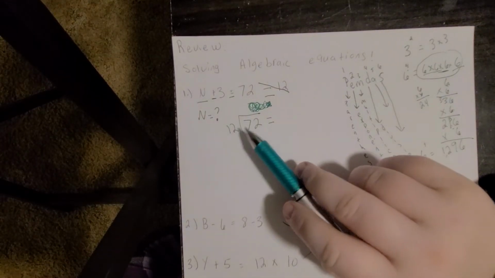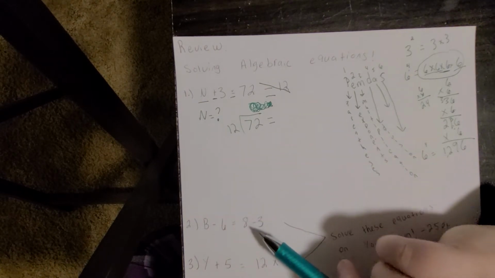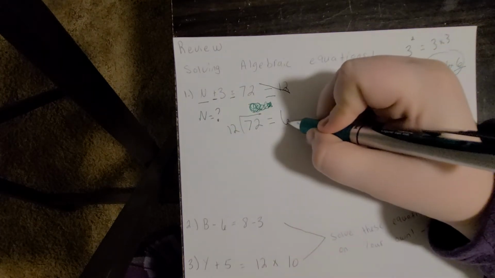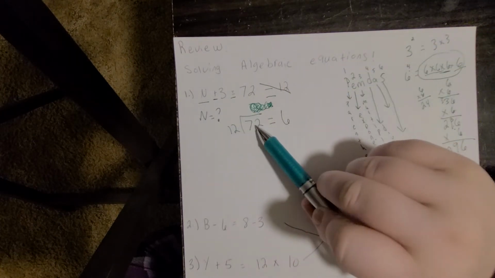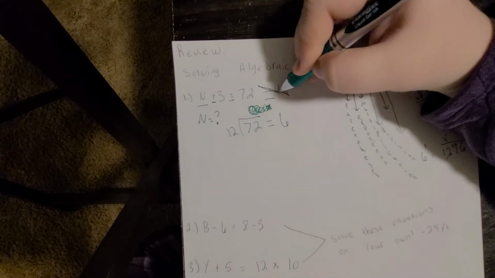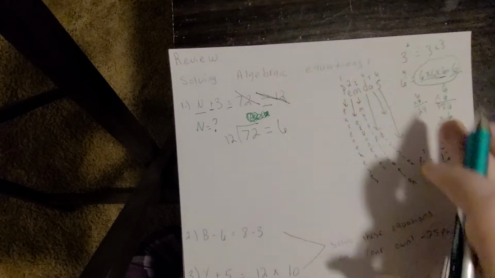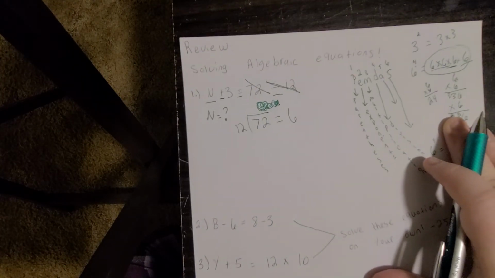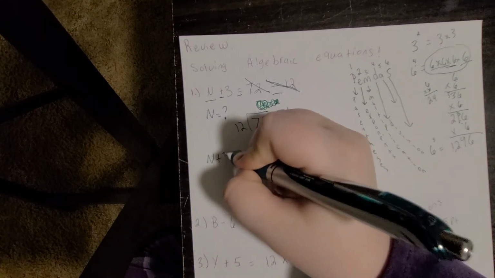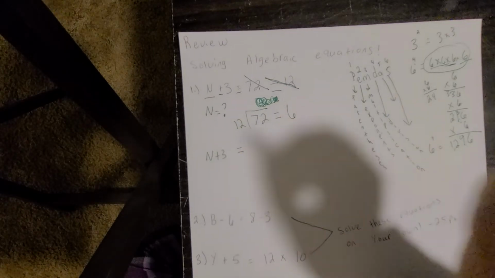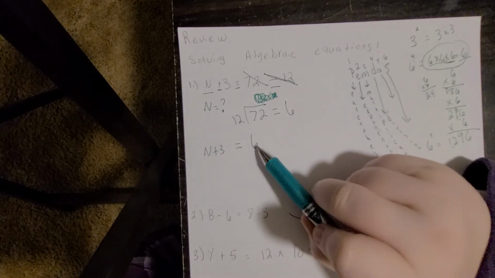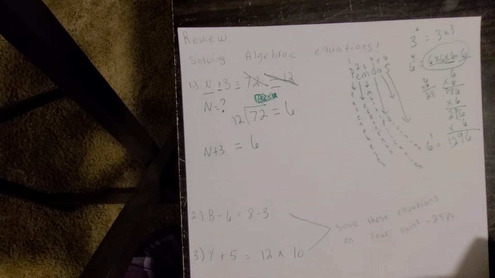Okay, 72 divided by 12. Who remembers what that is? 12 fits into 72 6 times. Okay, so 72 divided by 12 equals 6. We can get rid of this divided by 12 and this 72 and rewrite the whole problem to make it look a little clearer. So now we have n plus 3 equals 6. Notice how this problem looks a lot simpler than the original one.